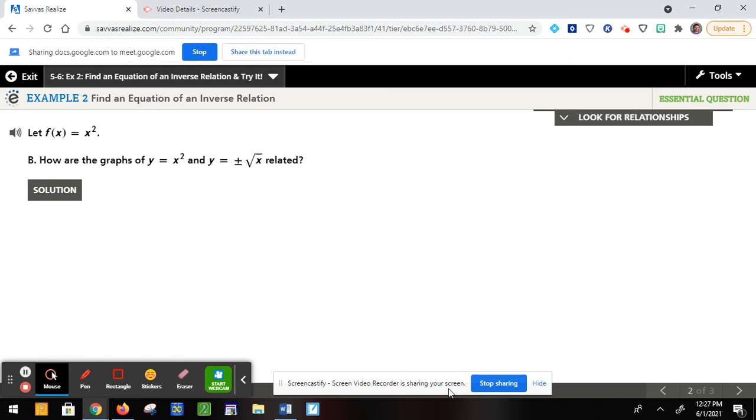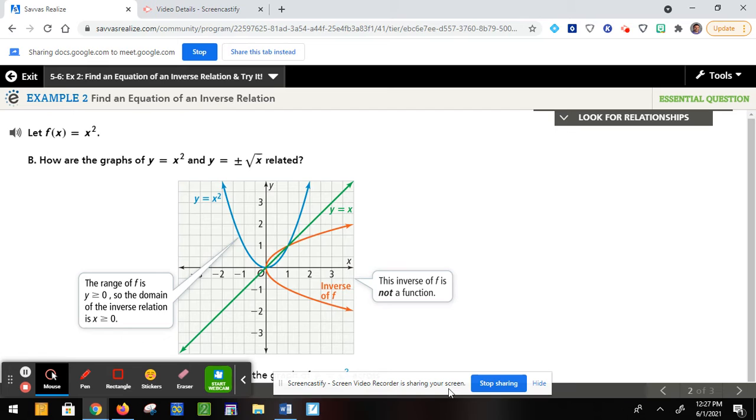Now we're looking at the graph of the original and the graph of the inverse. So the blue is the original, y equals x squared. The red here is the inverse, so y equals plus or minus square root of x. The plus would be the top and the minus would be the bottom, by the way. The inverse is not a function because it would fail the vertical line test if you were asked that.